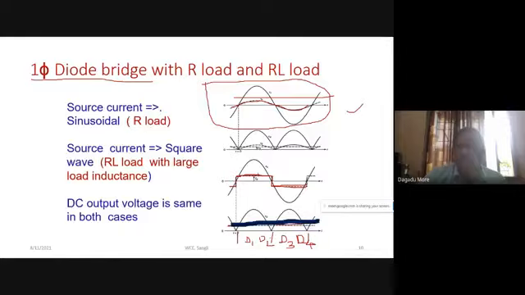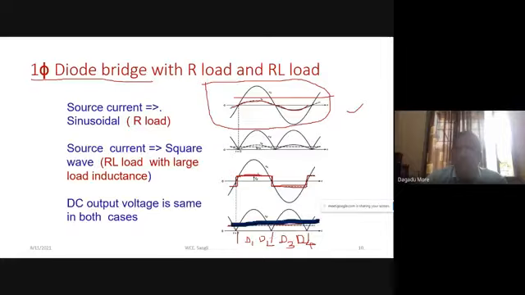So we have considered three cases. A diode bridge with R load: our source current is sinusoidal. A diode bridge with RC parallel load: our source current has a positive pulse and a negative pulse. It is not sinusoidal. And when we have a single phase diode bridge with RL load, then our source current is a square wave.